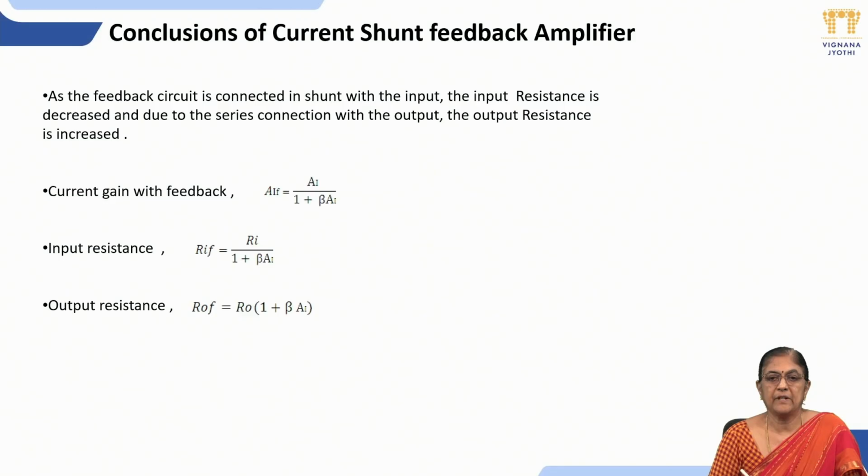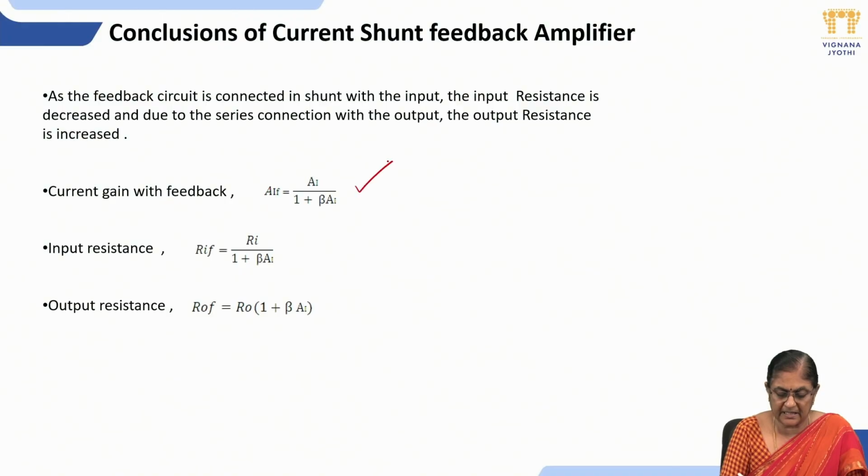So next we will see the conclusions of current shunt feedback amplifier. In current shunt feedback amplifier, feedback circuit is connected in shunt to the input terminals. Therefore, input resistance decreases. Feedback circuit is connected in series to the output terminals. Therefore, output resistance increases.